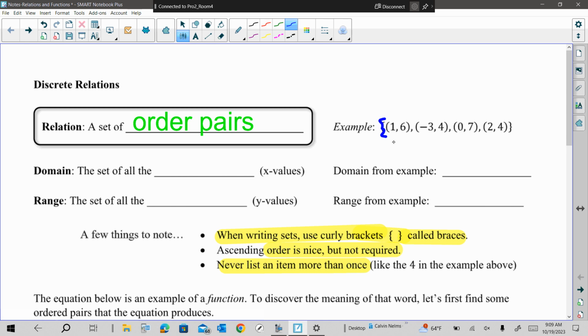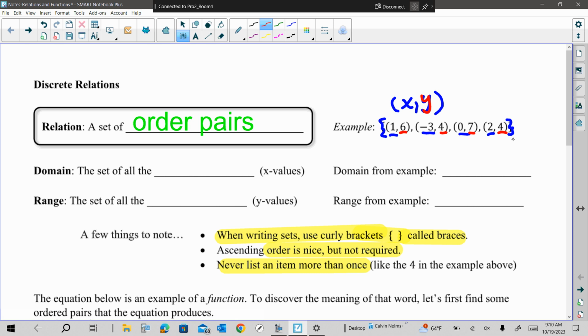Okay, so ordered pairs are your X and Y's. This is an example to show your X coordinates, which is in this set, they're using a bracket to show a set of ordered pairs. Your X coordinates are the first numbers, and your Y coordinates are the second numbers in the ordered pair.